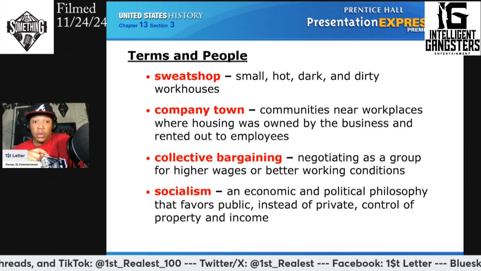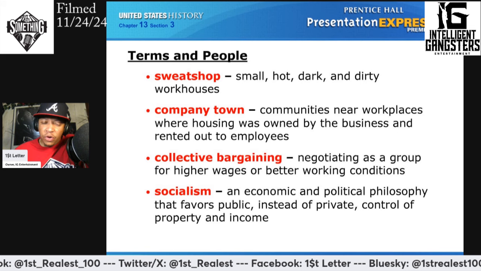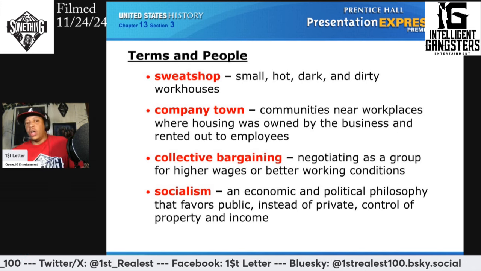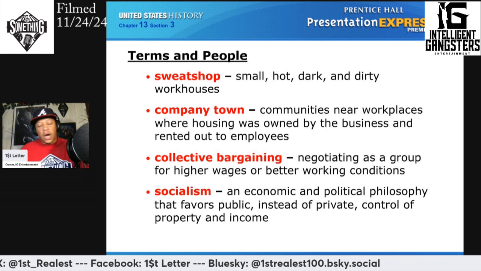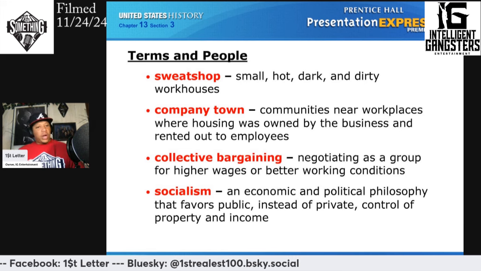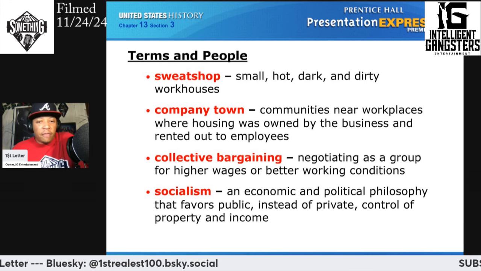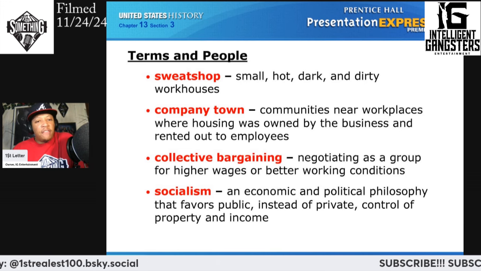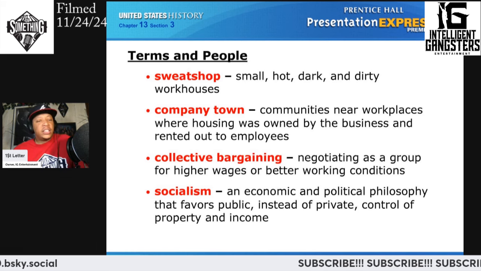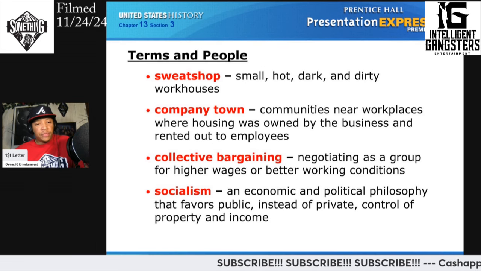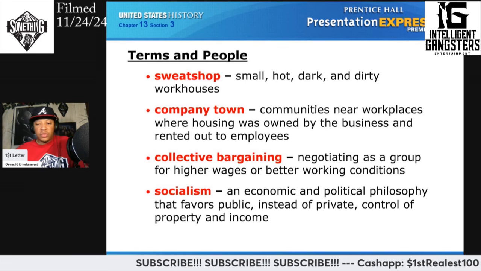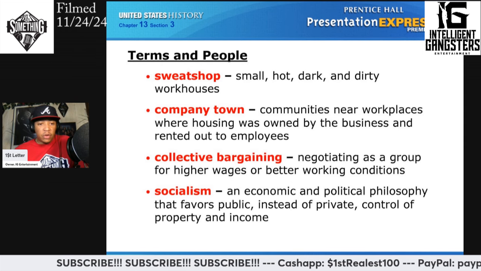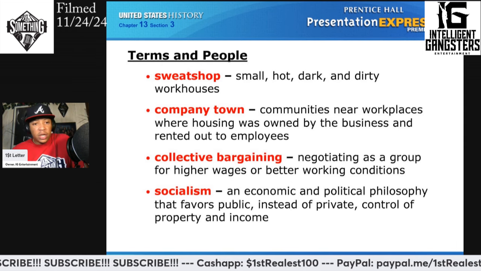Socialism. You've heard that word a lot during campaign season. You heard Trump calling Kamala Harris a socialist. So what is socialism? It's an economic and political philosophy that favors public instead of private control of property and income. And by that definition, that woman is not a socialist. But I digress.